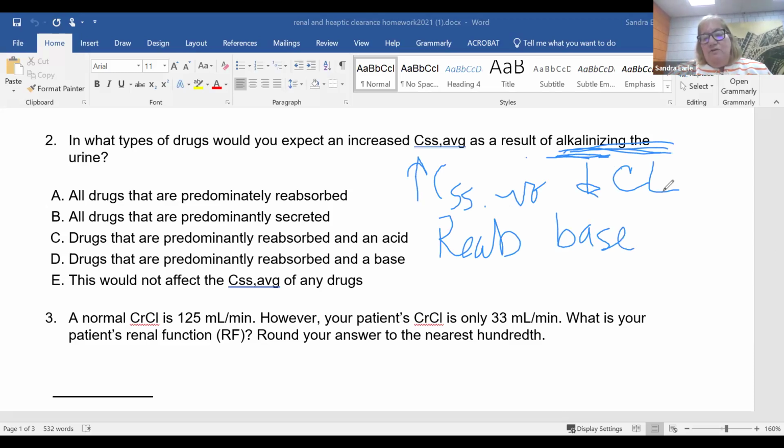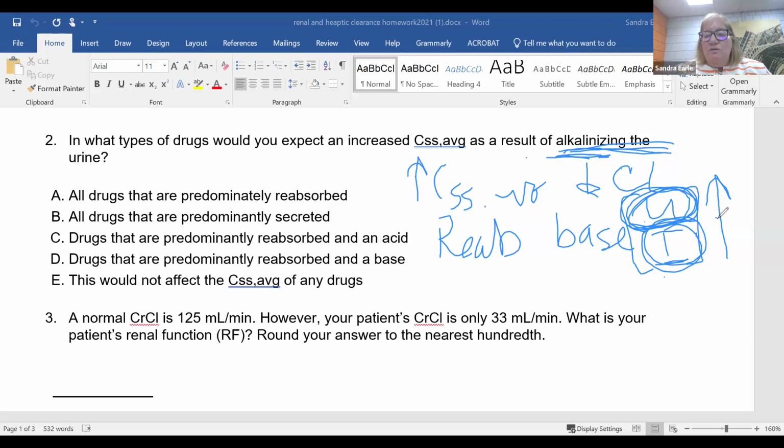the way I remember this is, if you think about Henderson-Hasselbalch, bases will have the unionized form in the numerator and the ionized form in the denominator. And if we're alkalinizing the urine, we're going to favor what's in the numerator. So the base is going to favor the unionized form, and the unionized form is going to enhance reabsorption, therefore decreasing clearance. So the answer is a drug that's primarily reabsorbed that's a base.